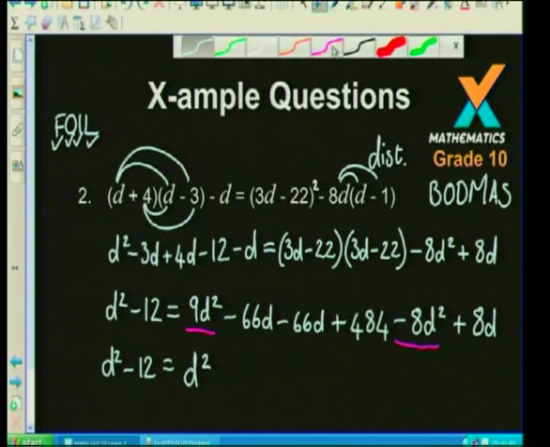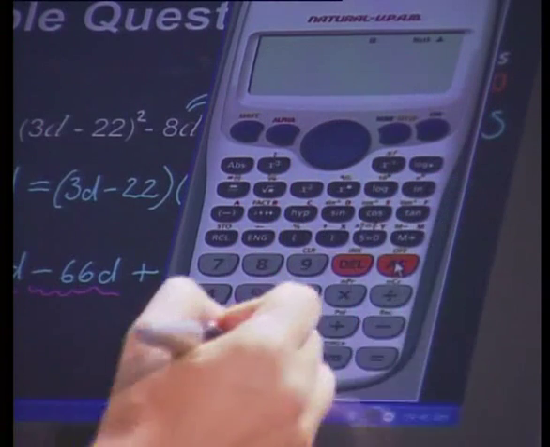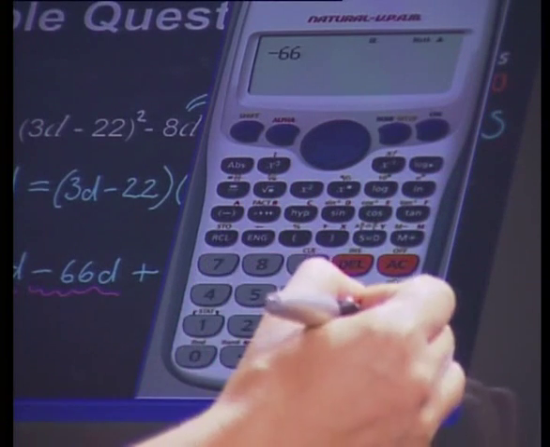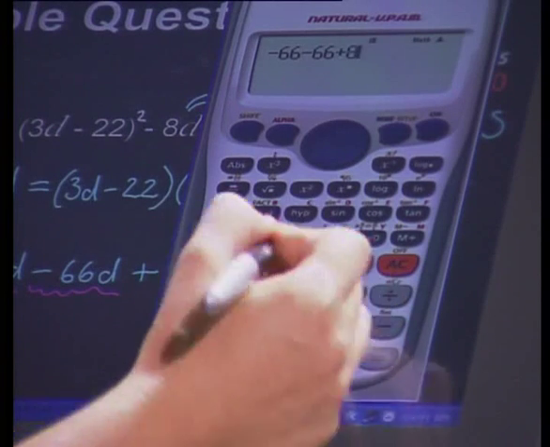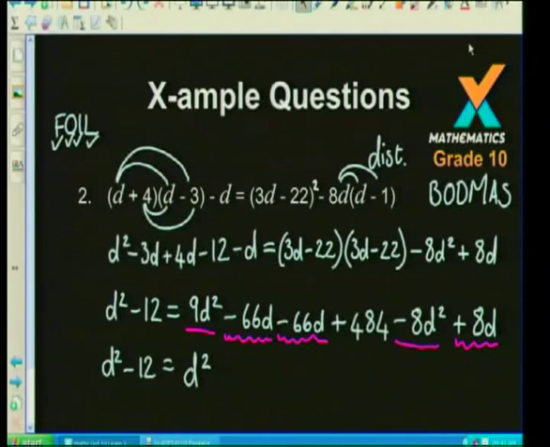Next, we've got minus 66d, minus 66d, and plus 8d. Going to use the calculator to work this out. Minus 66 minus 66 plus 8 gives me minus 124d. So minus 124d. And lastly, we're left with plus 484.